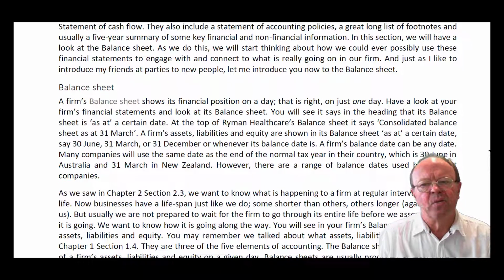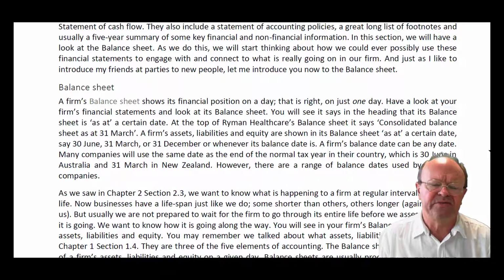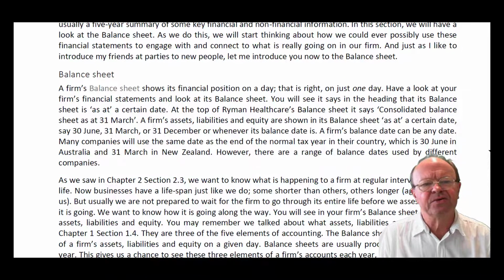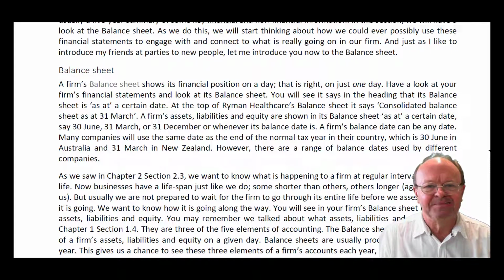In this section, we will have a look at the balance sheet. As we do this, we will start thinking about how we could ever possibly use these financial statements to engage with and connect to what is really going on in our firm. And just as I like to introduce my friends at parties to new people, let me introduce you now to the balance sheet.